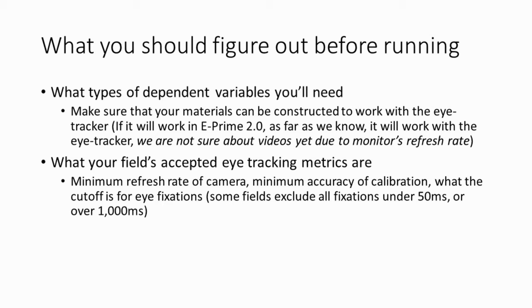Then you also want to be aware of what your field's accepted eye tracking metrics are. So I think the minimum refresh rate and the accuracy of calibration you don't have to worry about, but you want to know what the cutoff for eye fixations is. Some fields exclude all fixations below 50 milliseconds because they deem those not meaningful. Some cut off fixations over 1 second. It just depends on what you're looking at. But you can do all of this after you've collected the data, which is really nice.